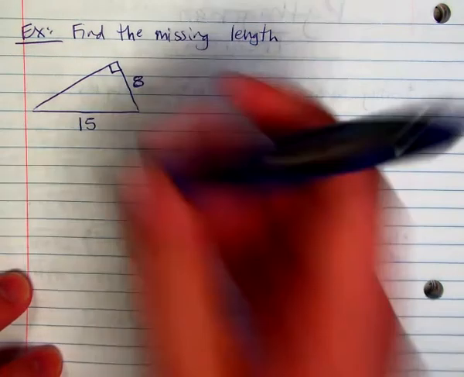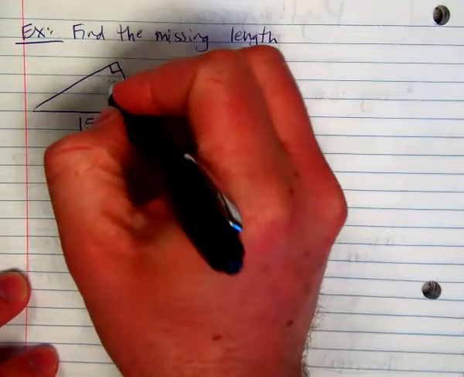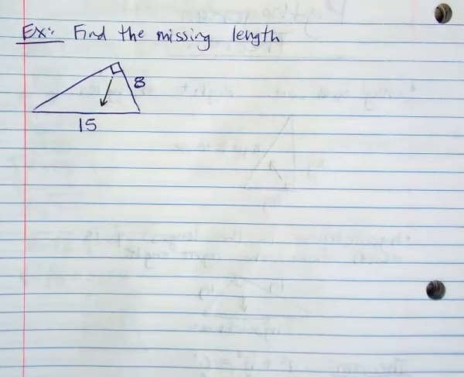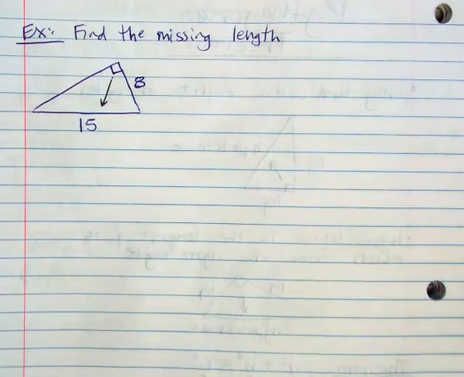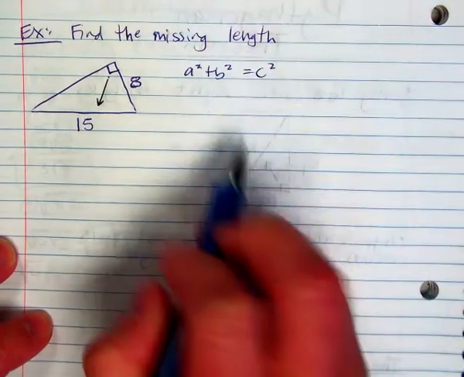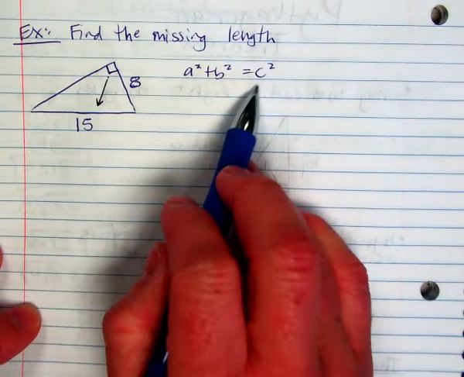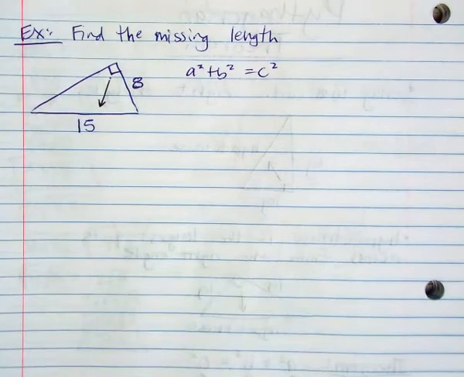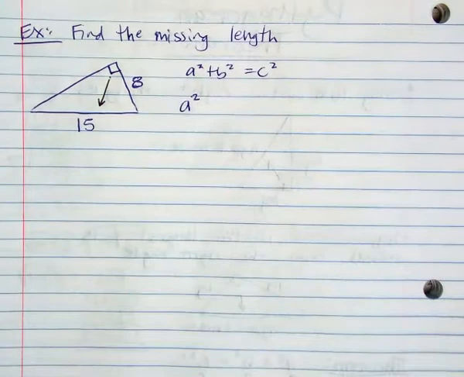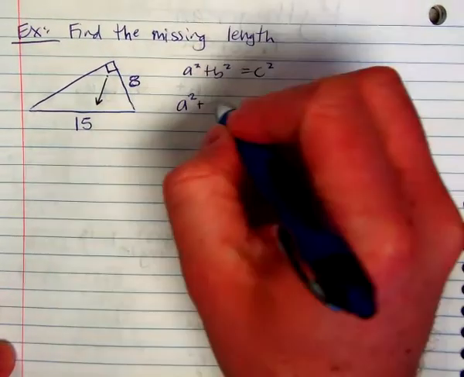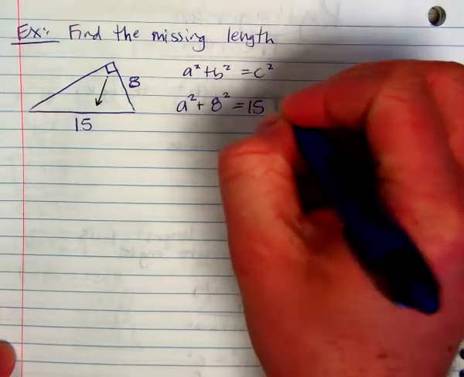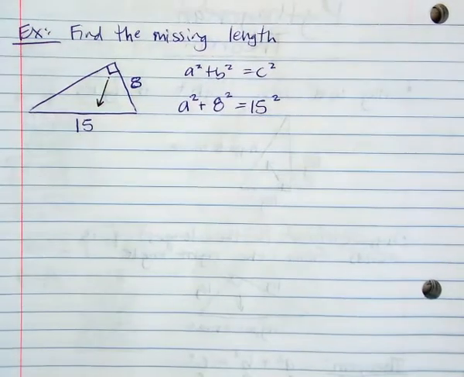For this one, if we look, we have our right angle here, and across from there is the 15. That means 15 is our hypotenuse. So when I set up the Pythagorean theorem for this, A and B are the legs, C is the hypotenuse. So for this one, I'm going to say I don't know what A is. I do know that one of the legs is 8, and I do know that the hypotenuse is 15.